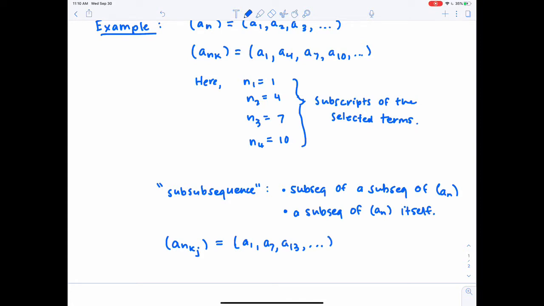And here I would say that a_{n_{k_j}} is a subsequence of a_{n_k}, but it's technically also a subsequence of a_n itself, because I could have just started with a_n and pulled a_1, a_7, a_13 and not used a_{n_k} as a middleman. So that's just something to talk about. We're not going to be working too much with subsequences, but they'll occasionally come up in this class, and so it's good for us to be familiar with the notation.